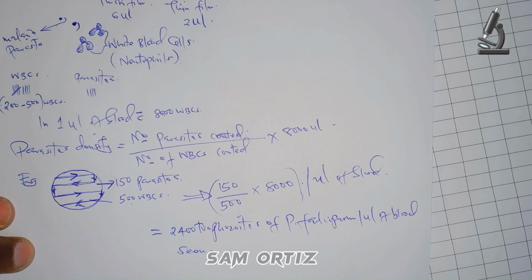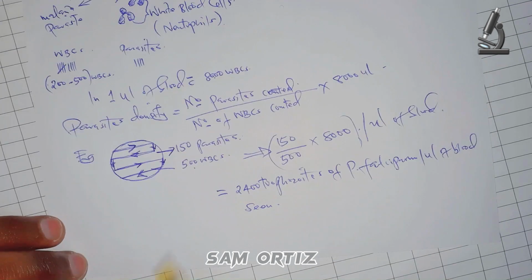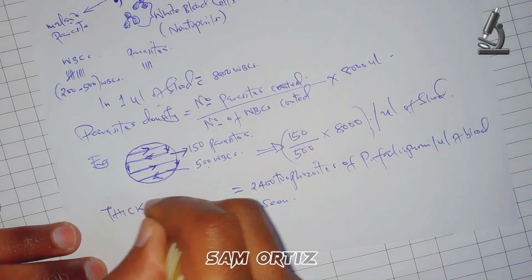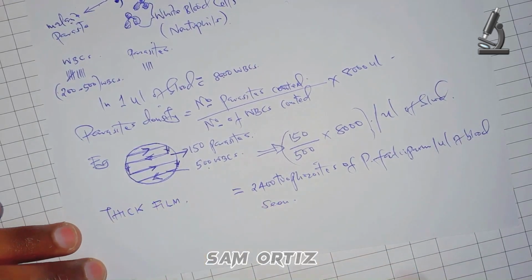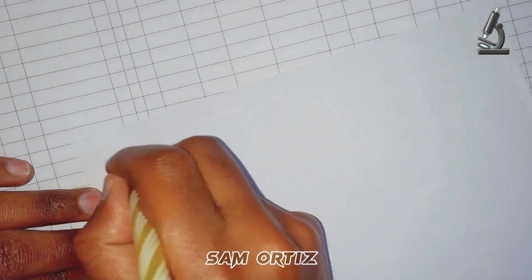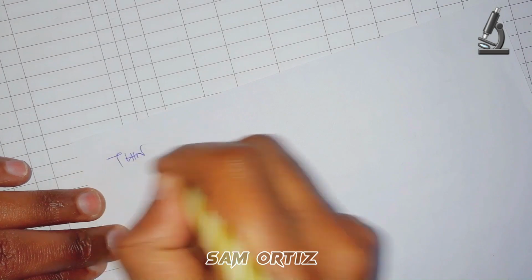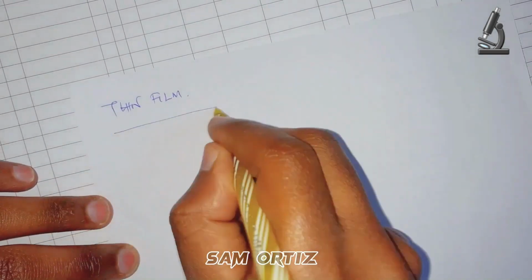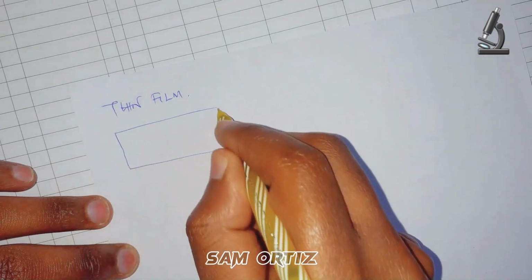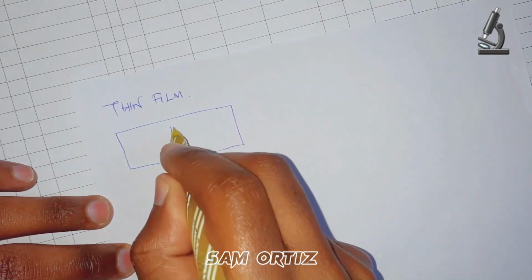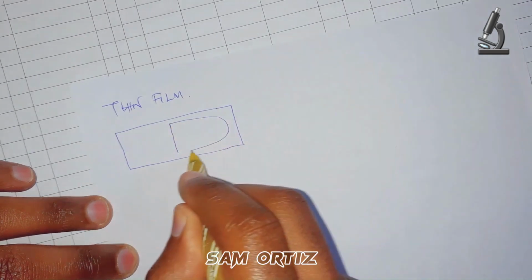It's that easy. So this is for thick film. Maybe we can go ahead and try doing it using the thin film and just note the differences that might be there. Again, let's draw a slide. Same case. Now we want to do the thick film in this. Let's just do the thin film now.